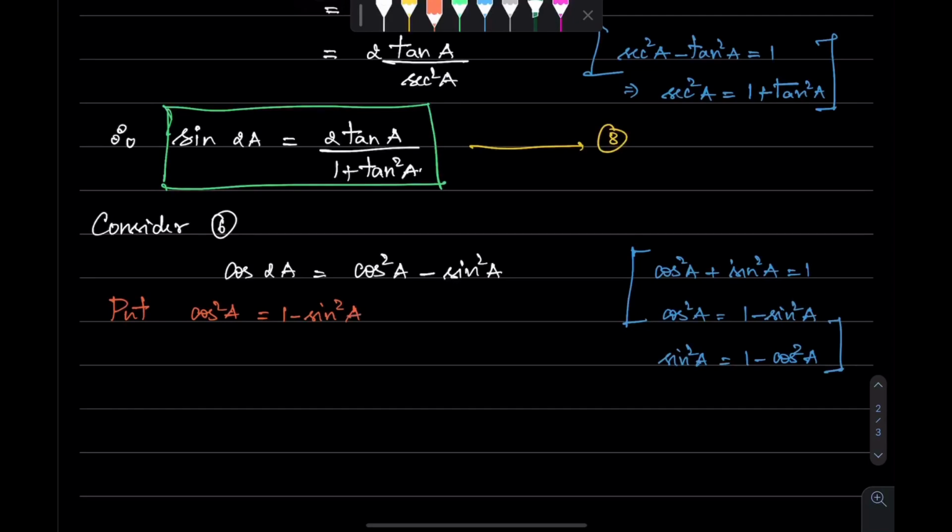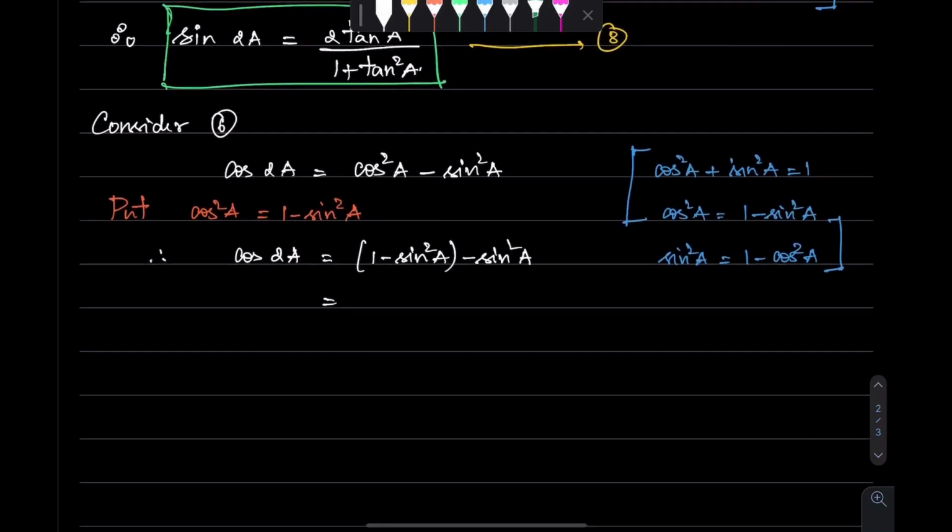So what do I get, children? Therefore cos 2a becomes 1 minus sine square a minus sine square a. So what is this? Which is nothing but cos 2a can also be written as 1 minus 2 sine square a. Got it? So this can be your another result.